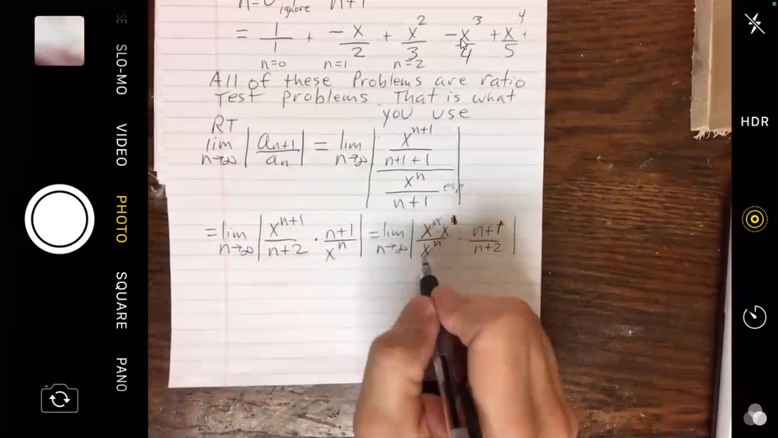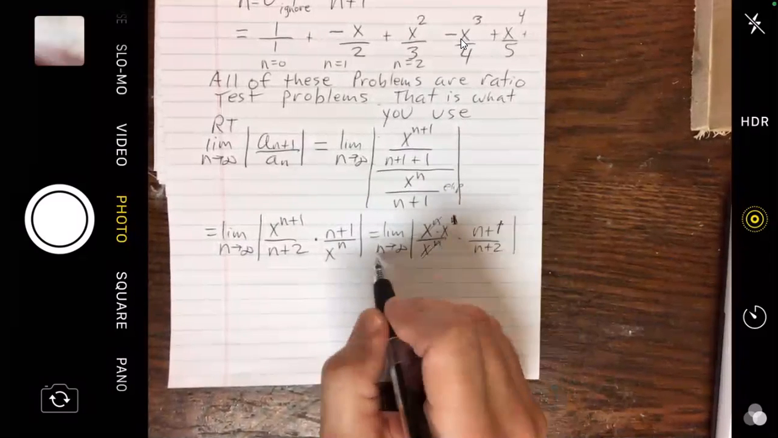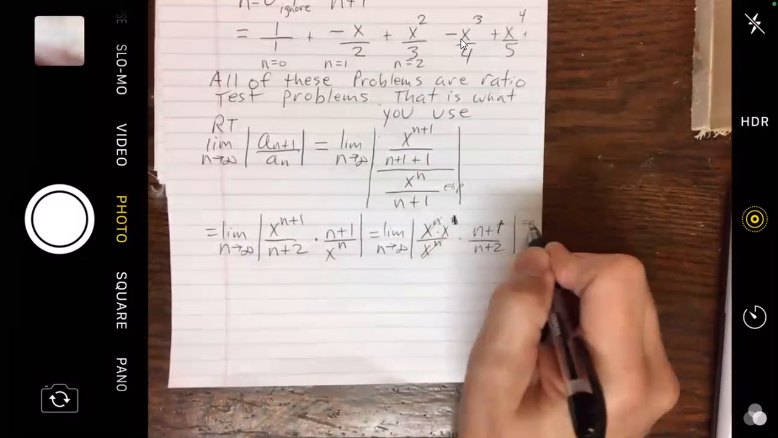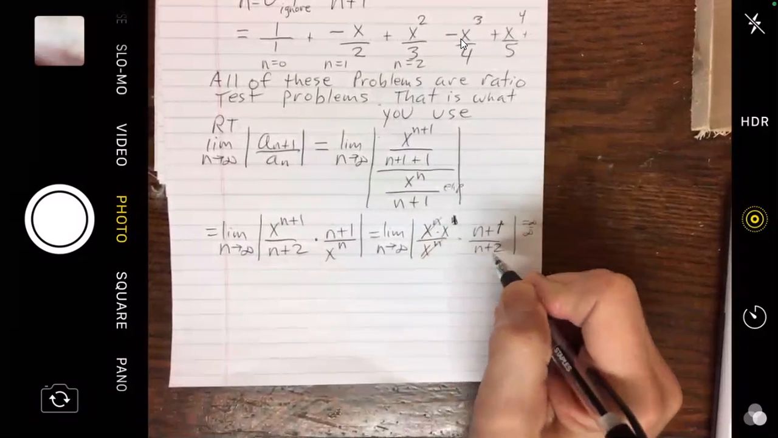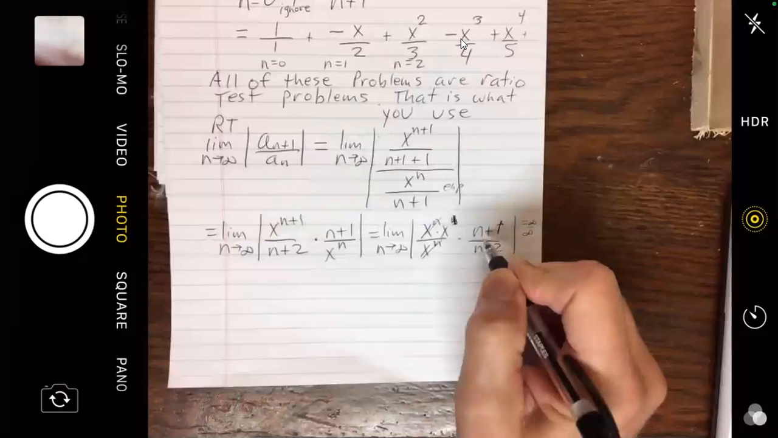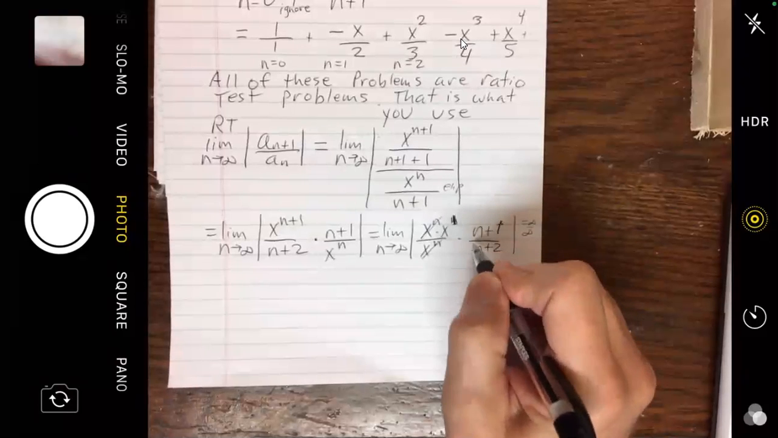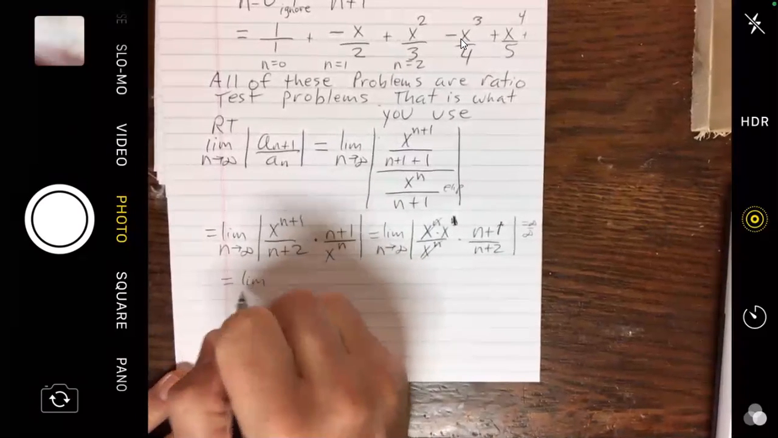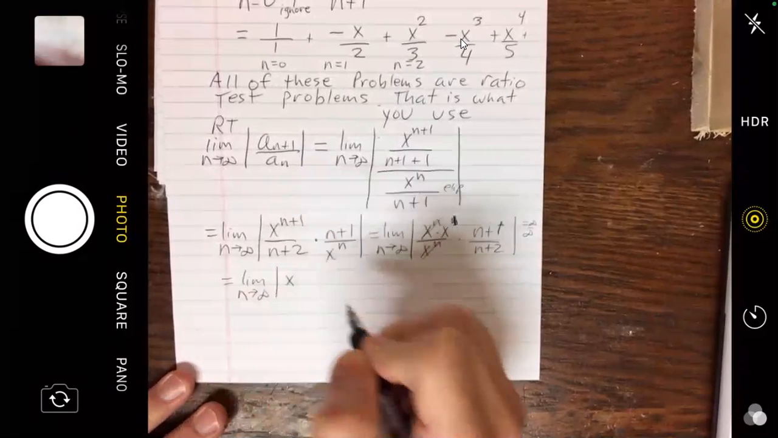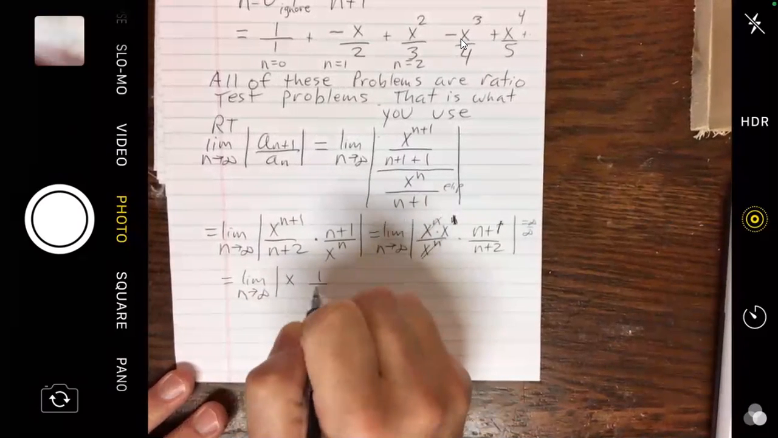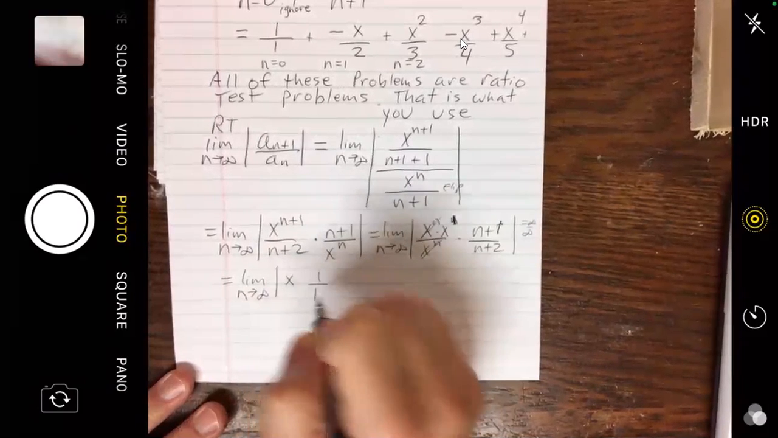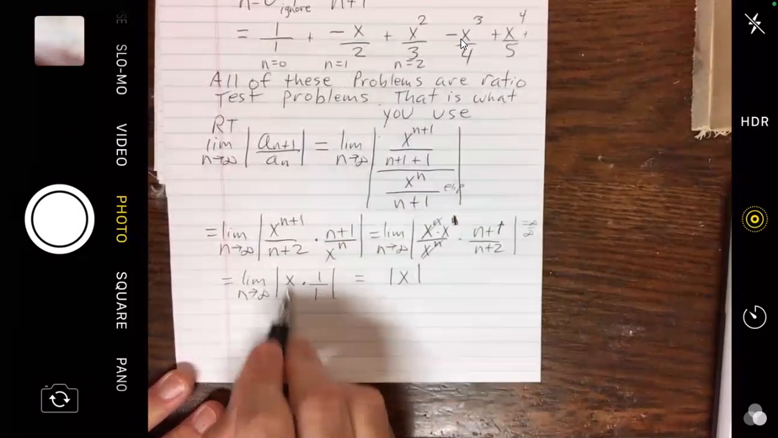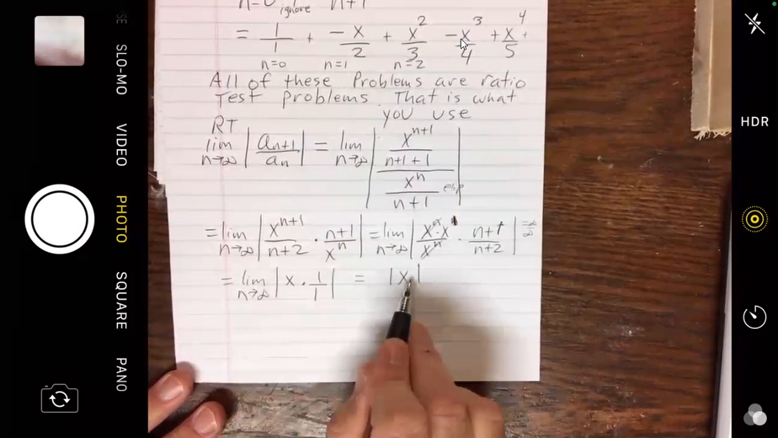See, your x to the n's cancel. You're left with this x, but all you care about is what the n is doing, and that's over here. So can you see you get an infinity over infinity? Can you see how L'Hopital's rule is going to work out? Your top derivative is 1, your bottom derivative is 1. So as n goes to infinity, you get an x, and basically a 1 over 1, which means you're getting an absolute value of x. You have no n in here to plug in, so you're coming out with x.